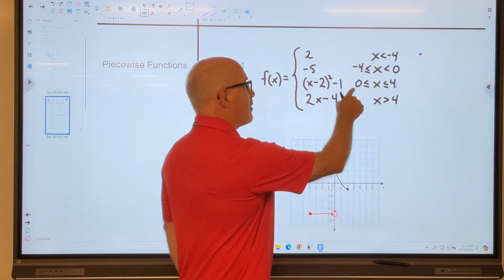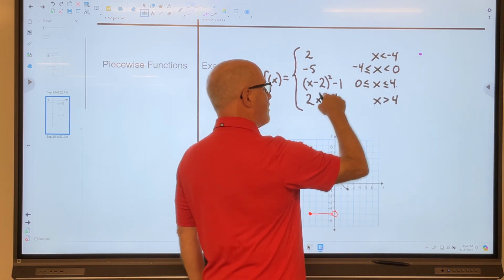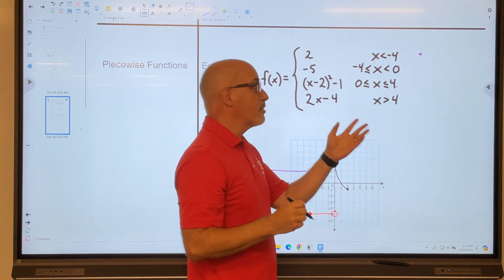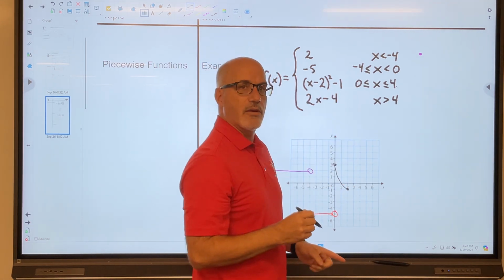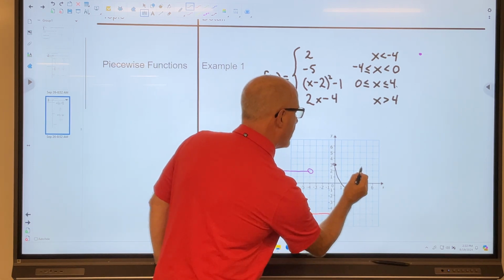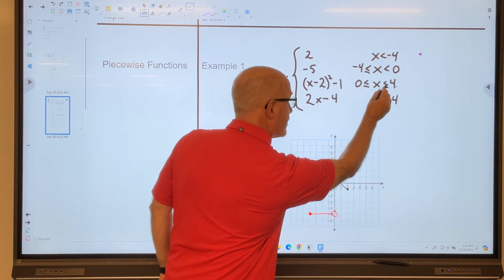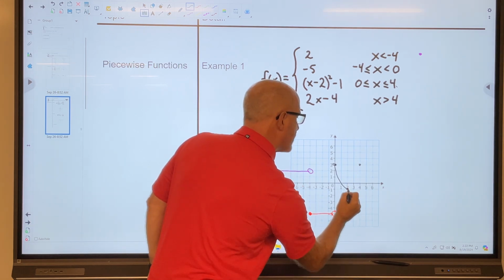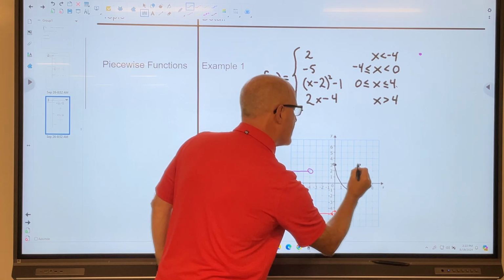Okay. And then I'm going to put in the other endpoint, a 4. 4 minus 2 is equal to 2. 2 squared is 4. 4 minus 1 is equal to 3. So I'm going to go ahead and put in 4 here, go up to 3. Now it's including it, so it's going to be a solid dot. And so I'm going to draw the graph like this.